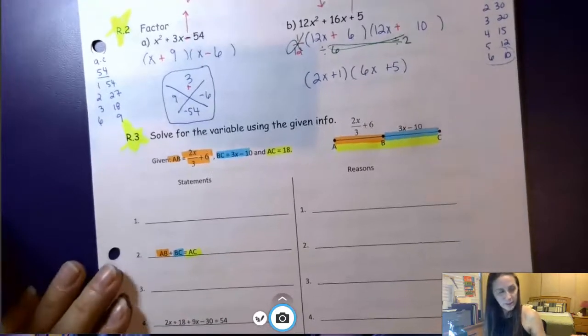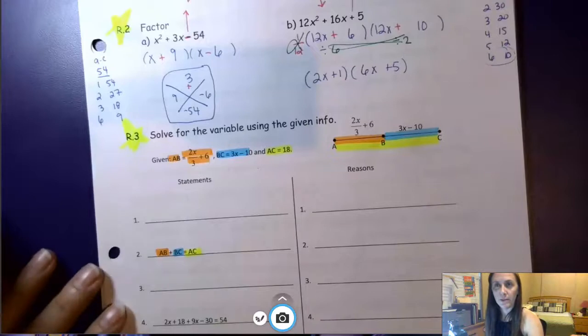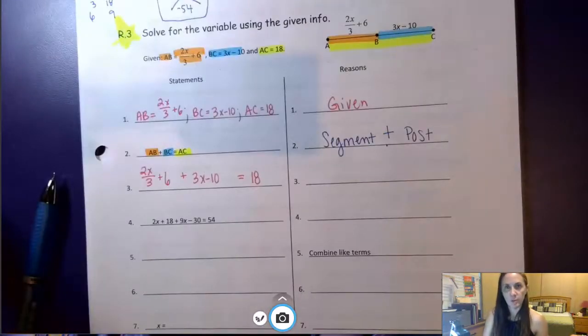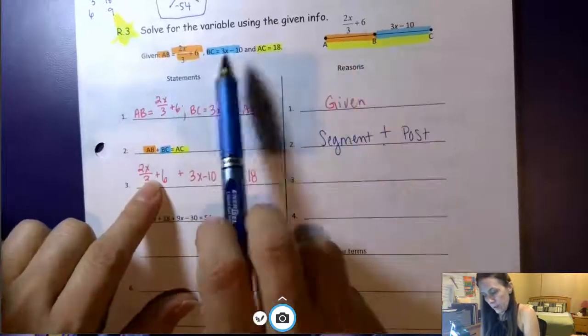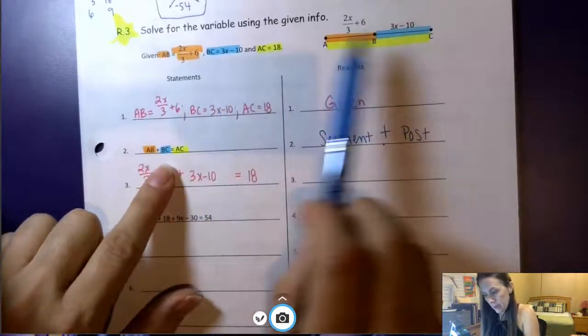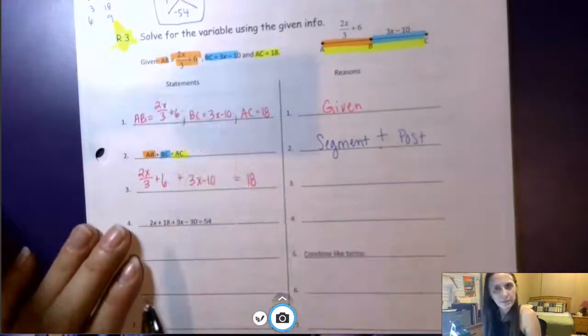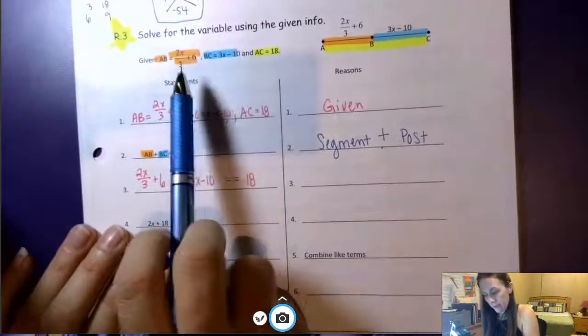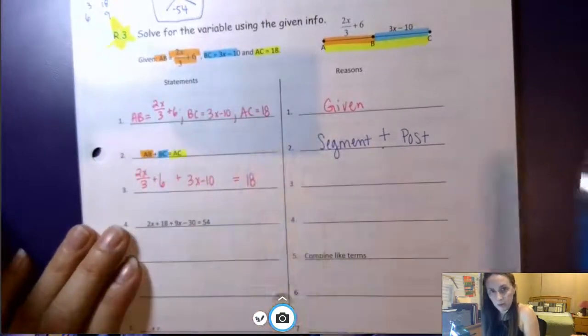Okay, now things that I know definitely for sure. I should be able to fill some things in right away. Hopefully you can. Go ahead and do that. I'm going to pause. Okay, so here's where I'm starting with the proof. AB is in orange. BC is here in blue. AC I have here in yellow. I'm going to fill in these pieces here because I know the given, so that goes first.